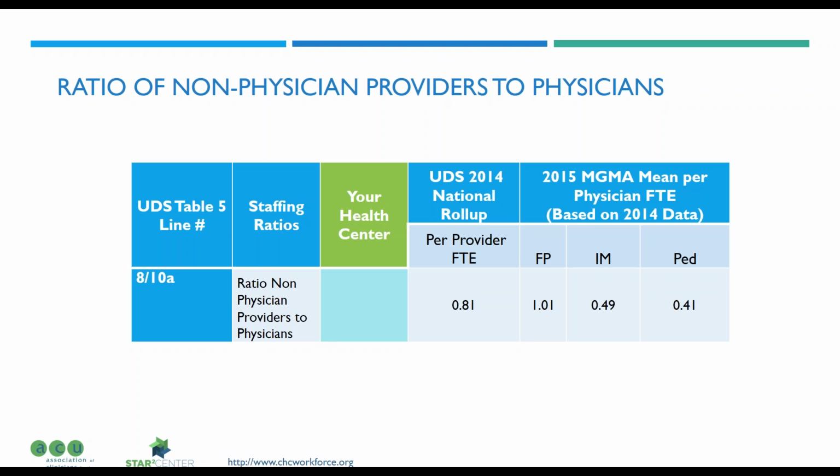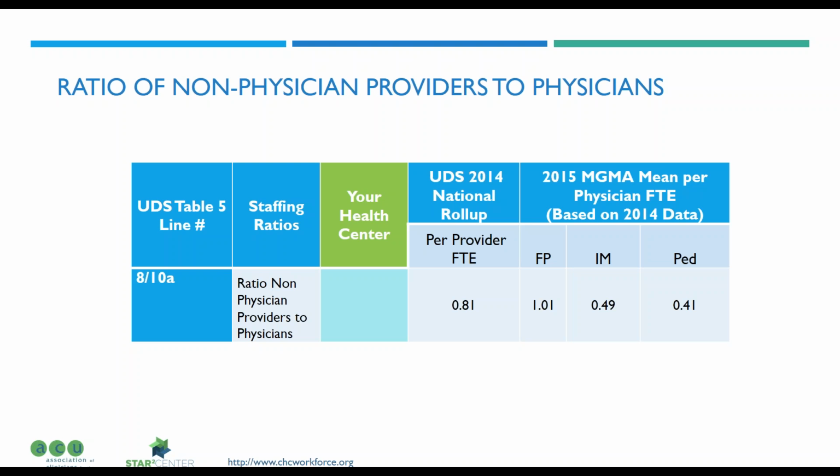It gives you an idea of what a lot of practices are doing throughout the country and what their ratio of non-physician providers to physicians is. And for the MGMA mean per 1.0 physician FTE, for family practice, they have slightly more than one non-physician provider to physician. In internal medicine, they have about 0.49, or about half of a non-physician provider to physician. And in pediatrics, it's 0.41.